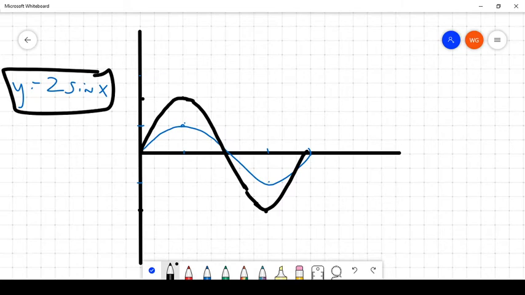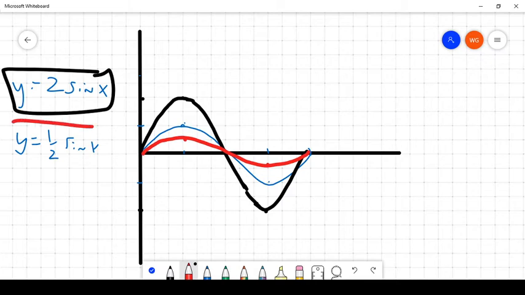Next, I might want to draw y equals 1/2 sine x. Okay, so let's write that in. Y equals 1/2 sine x. Okay, now I'm going to just go back to my original parent function. I'm going to have all my key values, and then I'm just going to connect the dots, and I get that. Now I get a graph that has been vertically compressed by a factor of 1/2, whereas my first graph was vertically stretched by a factor of 2.